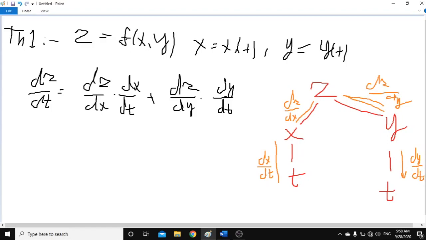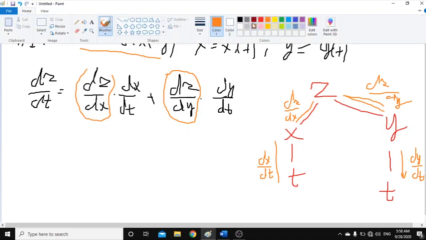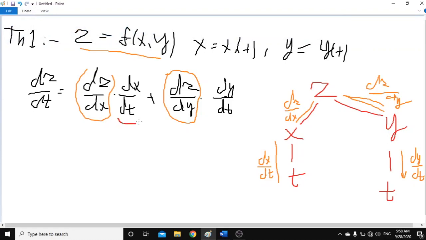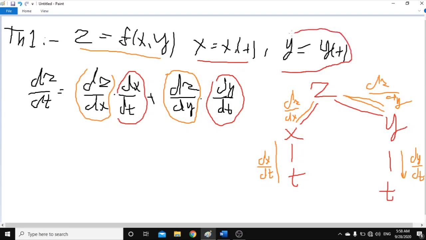So this means you have to solve four things, so you can find the chain rule. For dz over dx and dz over dy, you need to take the partial derivative of the original equation with respect to x and with respect to y. And for the other two, dx over dt and dy over dt, you need to take the derivative of x with respect to t. And also here the y is the same. And yeah, this is it.